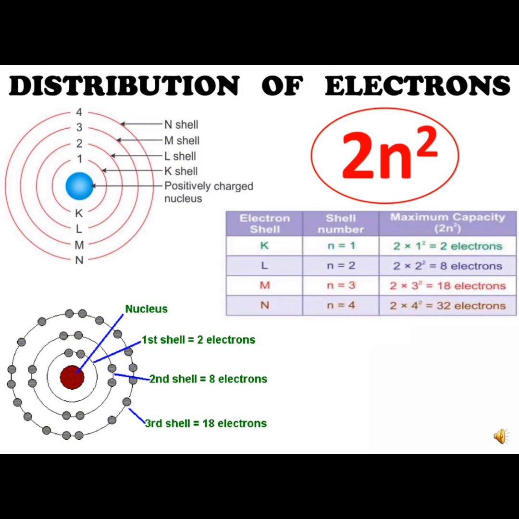So how many shells do you have in that particular diagram? There are 4 shells shown, 1, 2, 3, 4, and below that you have the alphabets K, L, M, N. Okay, so your first shell, shell number 1, is called the K shell. Shell number 2 is called the L shell. Shell number 3 is called the M shell, and your fourth shell is called the N shell. Like this, you can keep giving names to your shells.